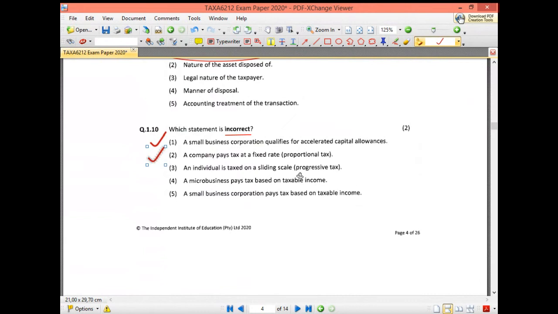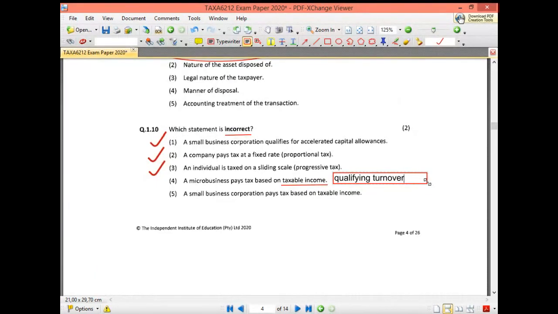An individual is taxed on a sliding scale, so progressive tax. That is also correct. So we've got a tax table for your individuals. A micro business pays tax on taxable income. This is, however, incorrect. Micro businesses pay tax on qualifying turnover.